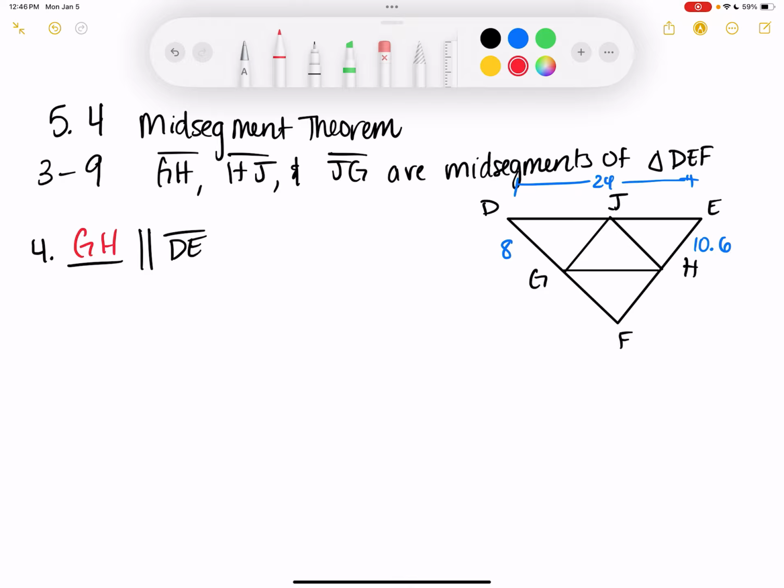So if you're writing them down with the blank and then parallel to DE, you can either write it in the blank when you're doing your problems, or you can write it to the side. Either way is fine.